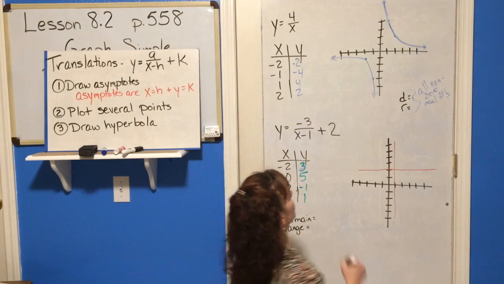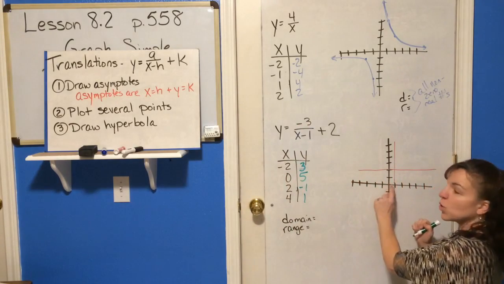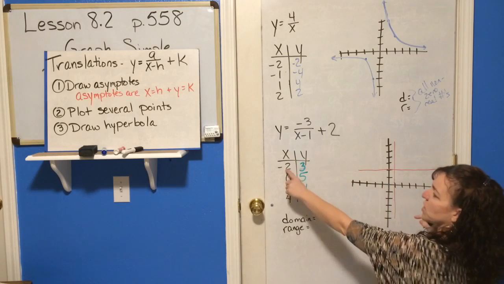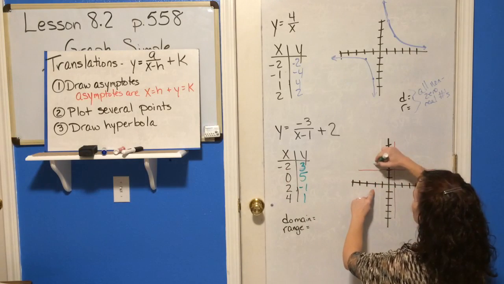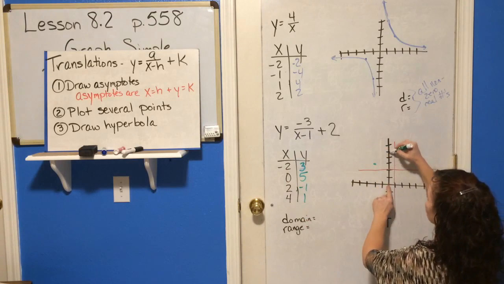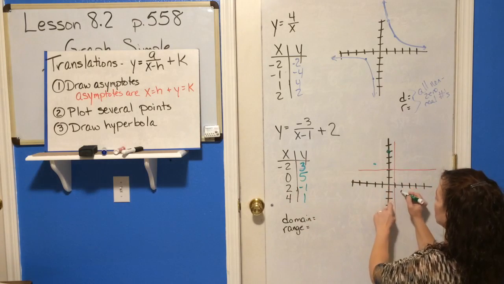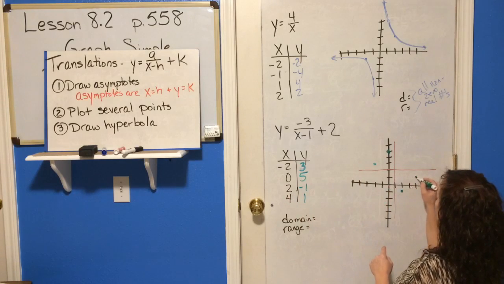All right, so when we plot these, remember you're plotting from the original origin, okay? Don't get confused and try to plot from your asymptotes. So -2, 3: 1, 2, 3 is up here. 0, 5: 1, 2, 3, 4, 5 is right here. 2, -1 is here. And 4, 1 is 1, 2, 3, 4, and up 1.